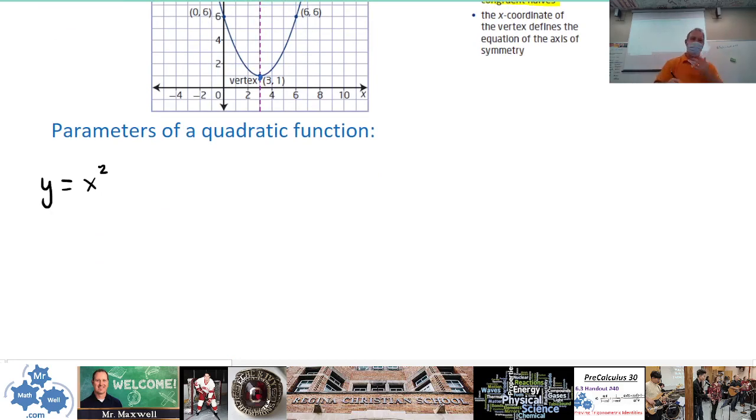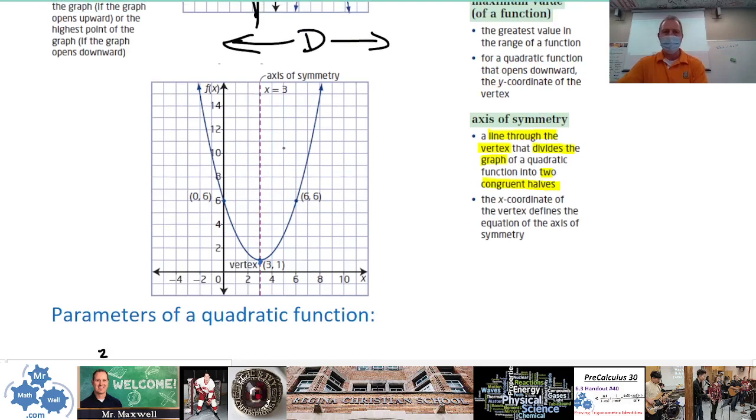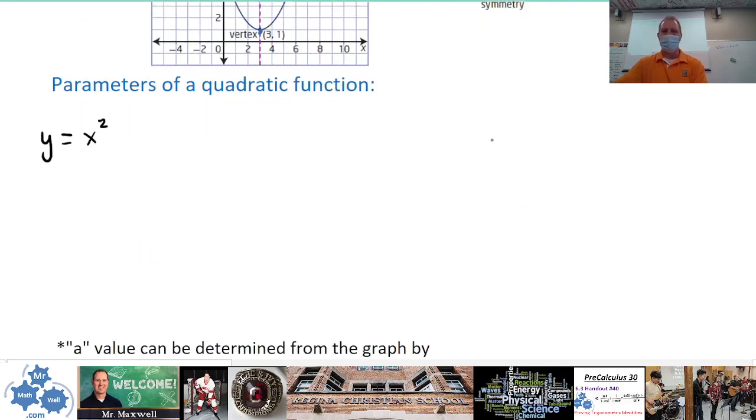Parameters. Okay, I have a quadratic function. Now, if we take a regular old x squared, what does a regular old x squared look like? Well, it would look something like this. It's a parabola that opens up. It's a parabola that has a vertex at (0, 0). Now, I don't know if you knew that before, but that's what an x squared looks like.